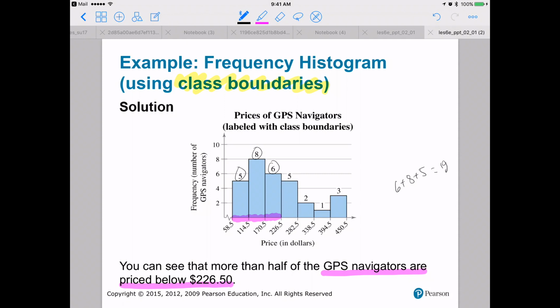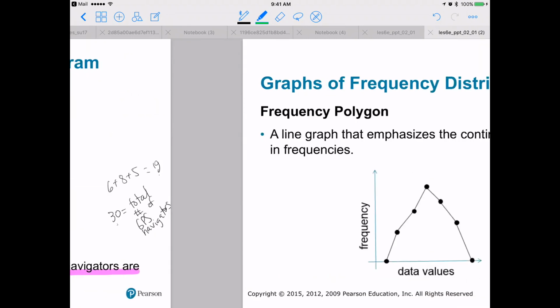And that is definitely more than half, because all of the 30 is equal to the total number of GPS navigators, right? So 30 is equal to total. So definitely 19 is more than half of the navigators. And also, if you look at the area of the rectangles, there's more area here than if you add up this area here, right? So if we add up these rectangles, the green rectangles don't have nearly as much area as the purple rectangles. All right.